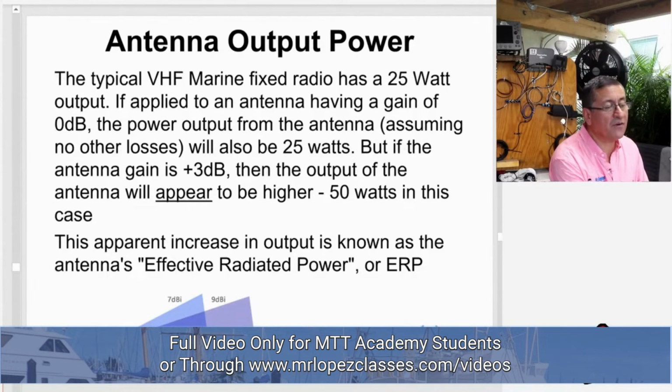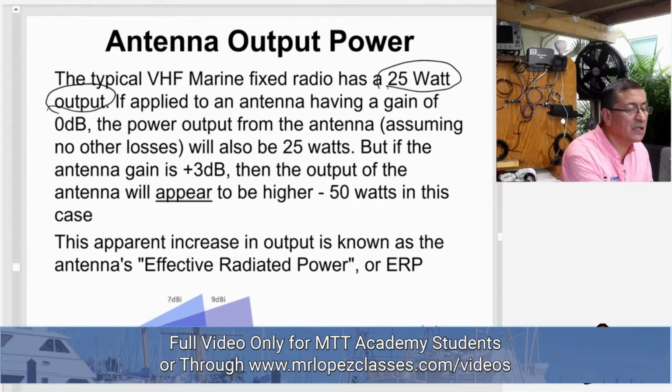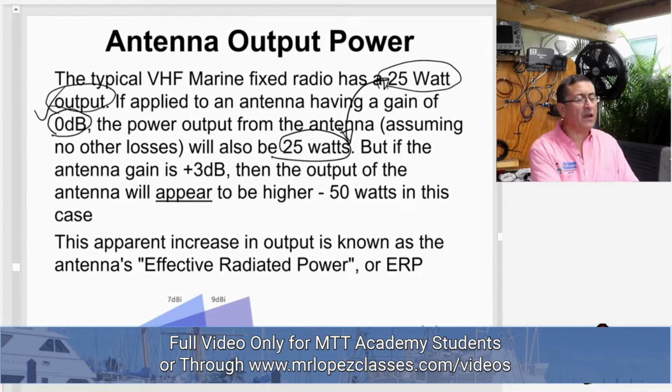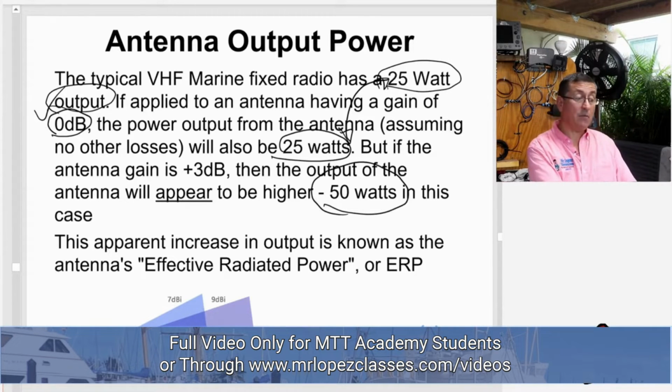The typical VHF radio has 25 watts of output power. You remember? If applied to an antenna having a gain of 0, the power output from the antenna will be 25, because no loss, no gain. If you have 0 decibels, the output power is exactly the same as the input power, 25 watts. What happens if the gain is 3 decibels? If the gain is 3 decibels, then the output is 50 watts. It's double.